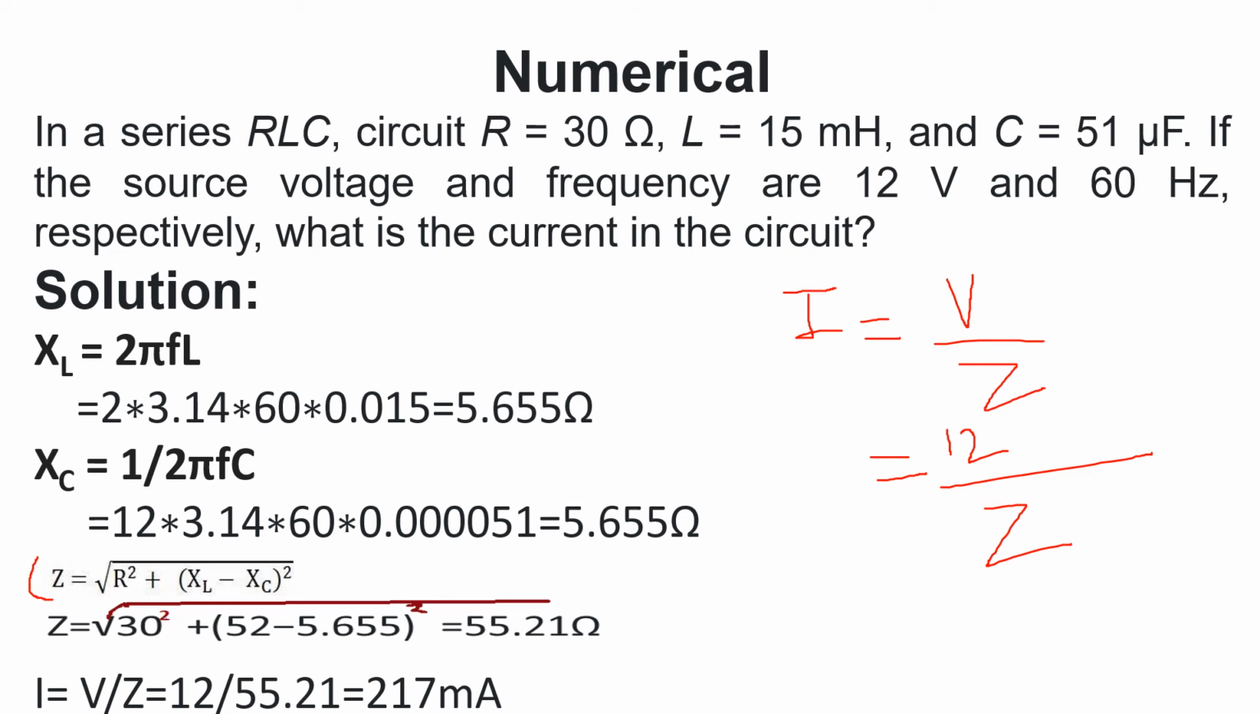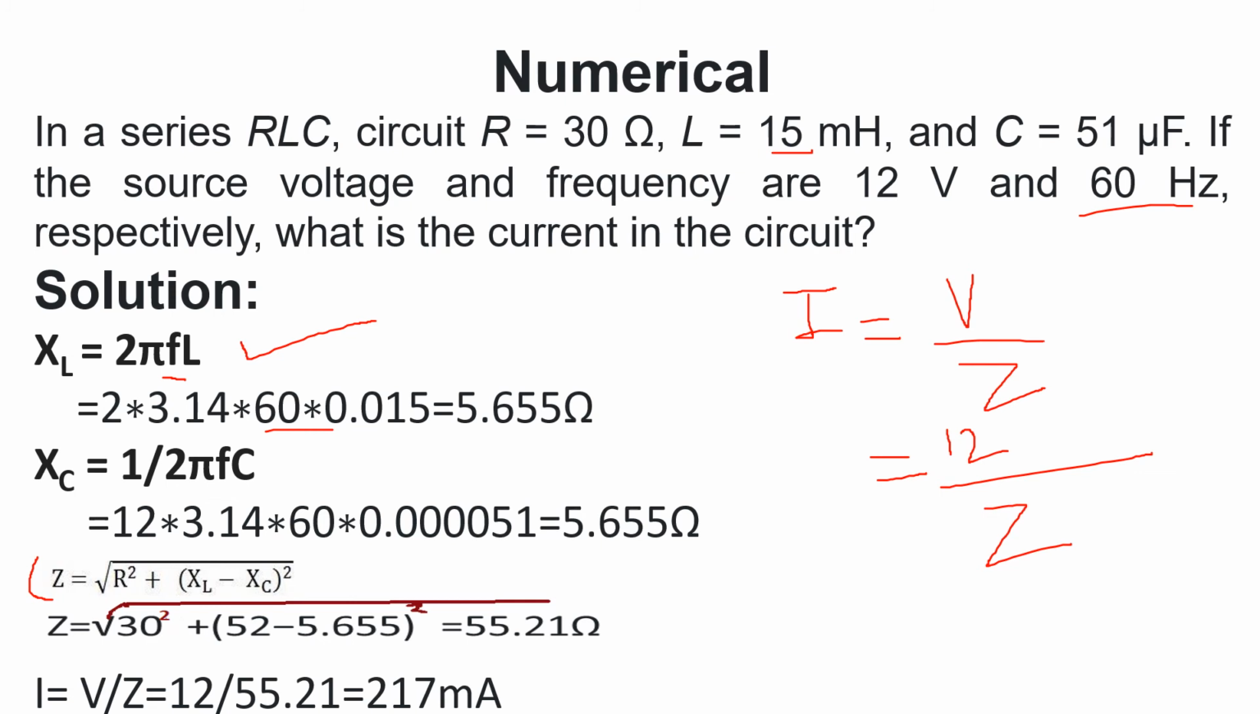So how to calculate XL? XL is given by the formula 2 pi FL. So substitute 2 as a constant, pi as 3.14, frequency is given, that is 60 hertz, and inductance is 15 millihenry, that is 15 into 10 raised to minus 3, which becomes 0.015. The product of this gives XL equal to 5.655 ohms.